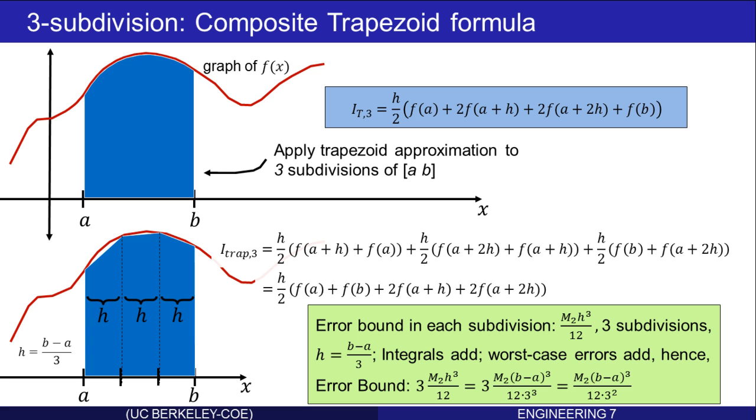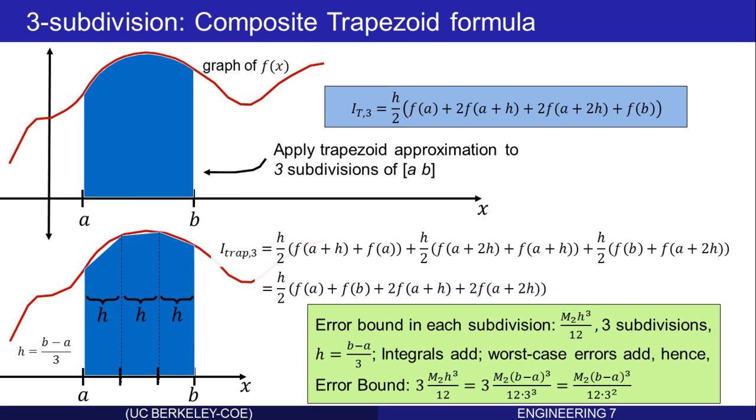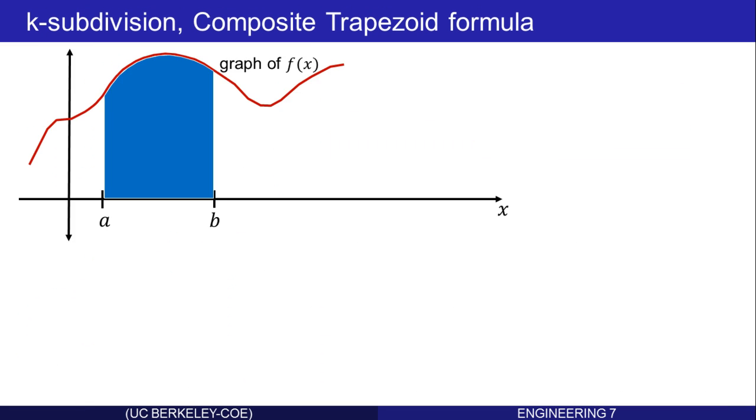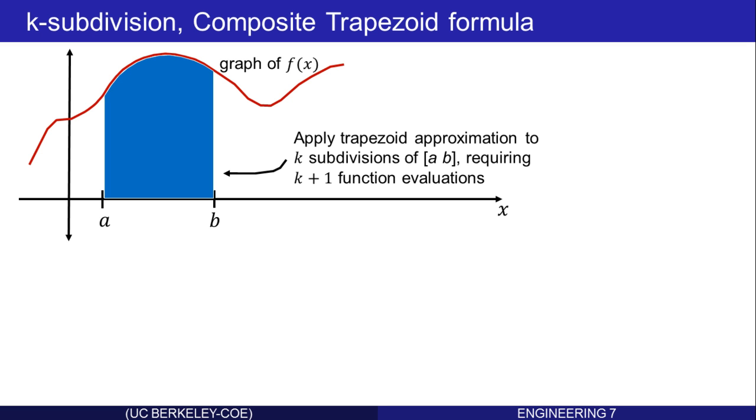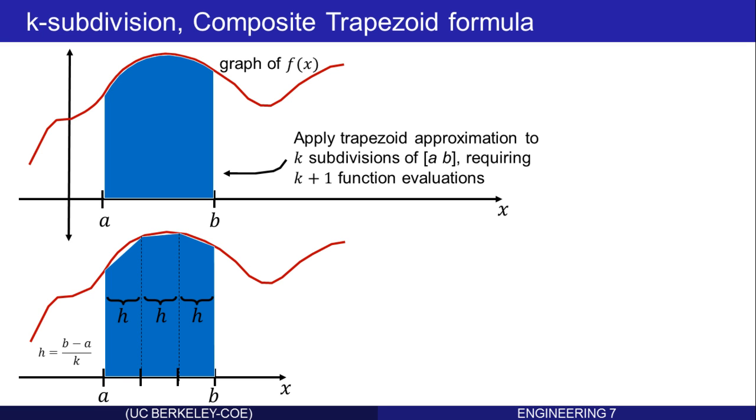Let's generalize this to k subdivisions. For k subdivisions, do the obvious. Apply the trapezoid approximation to k subdivisions of the interval a to b, and this requires k plus 1 function evaluations. Here I've drawn it for k subdivisions. I've just got 3, but the general formula should make sense.